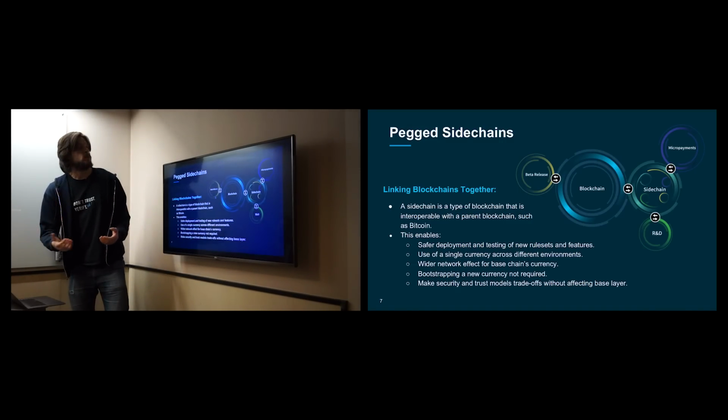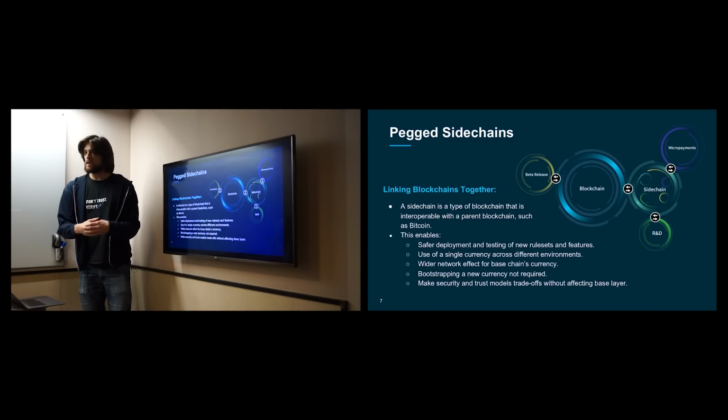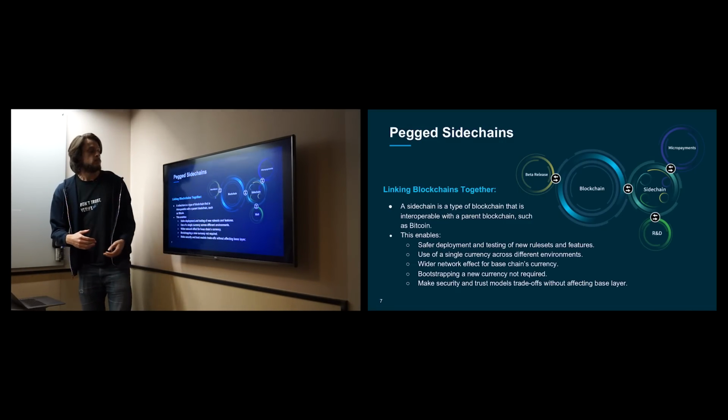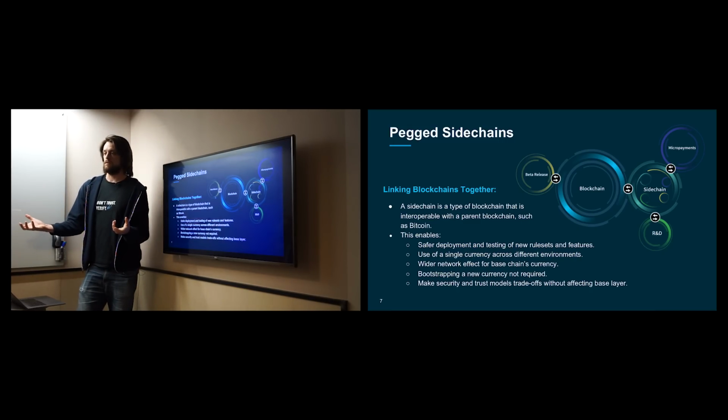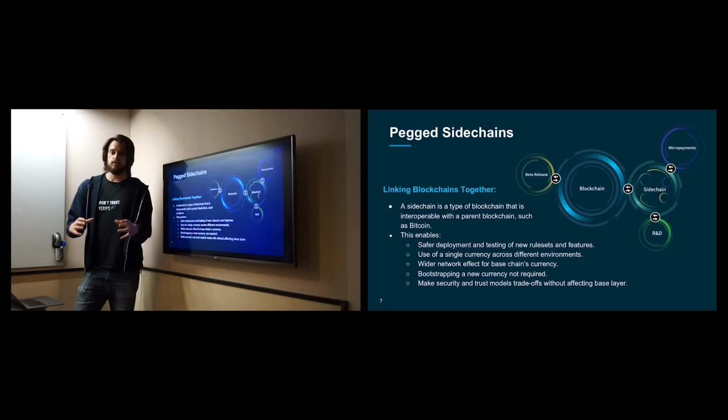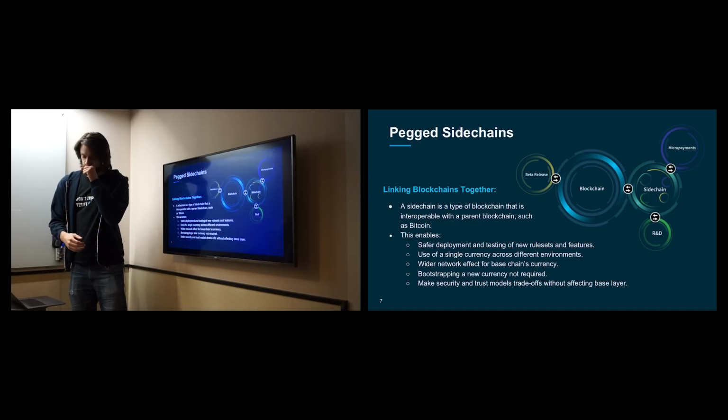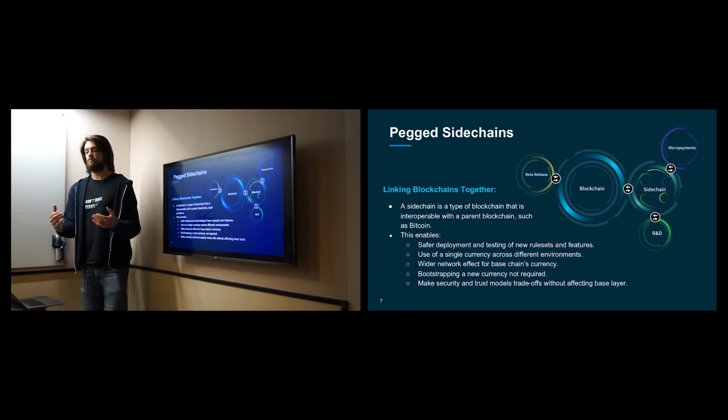Sidechains are a way to potentially help with this. Essentially, it's a type of blockchain that isn't launched as a standalone economy or ecosystem. It's interoperable with a parent blockchain. Generally, it's discussed in terms of Bitcoin, but you could launch a sidechain off of other cryptocurrencies. So there are a lot of advantages. It enables safer deployment.